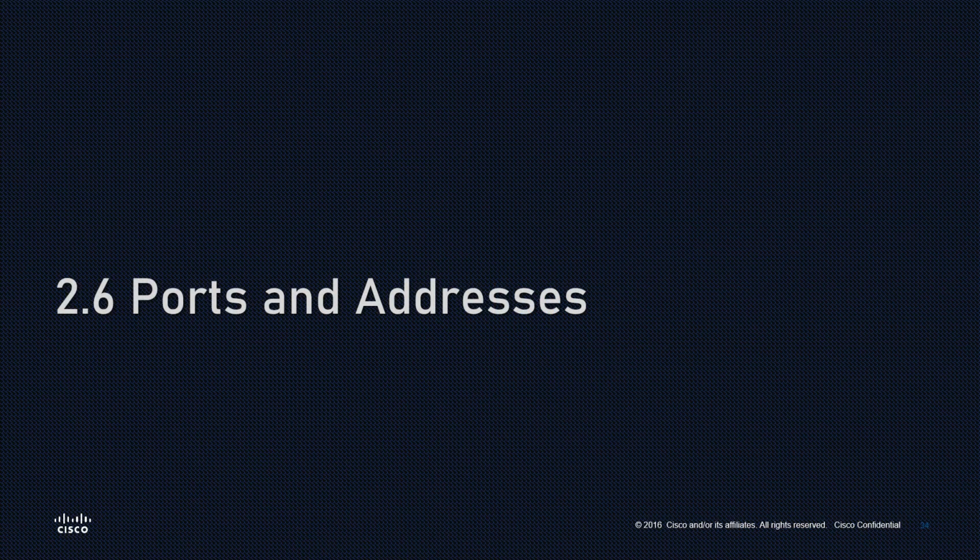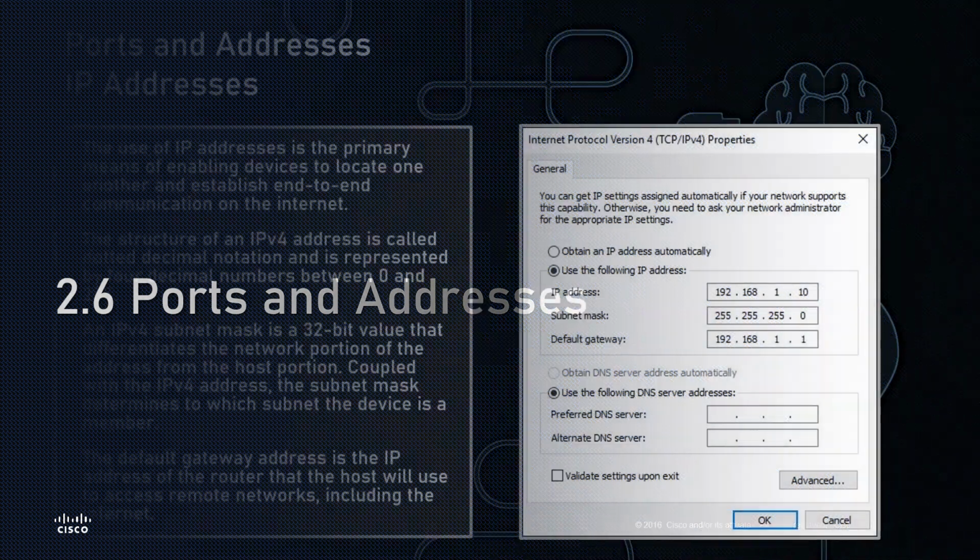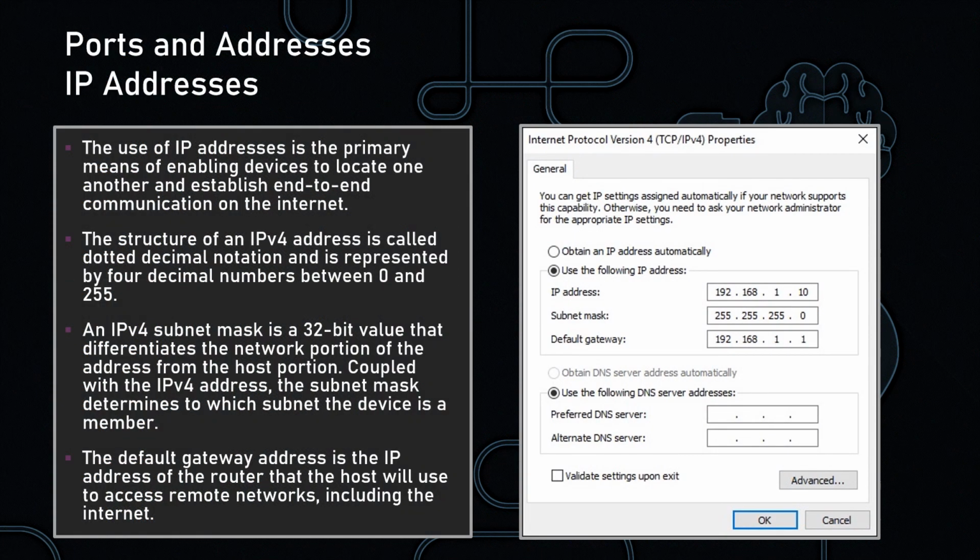Ports and addresses. The use of an IP address is the primary means of establishing location. IP addresses are supposed to be unique on the network to which they are connected. So if we have a local IP address like 192.168.1.15, then that would mean that on our particular network, that can be the only device that has that IP.